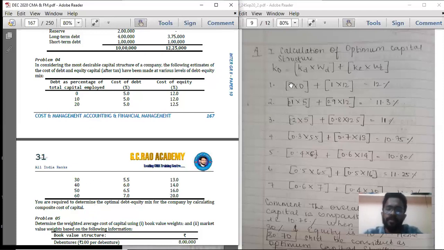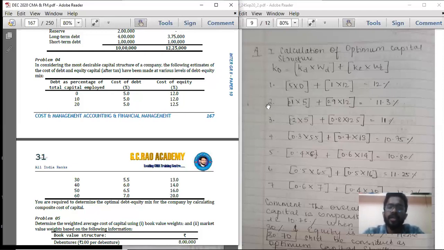So point number 1, within bracket, open a bracket, cost of debt is 5% into what is the weight of debt? 0. So 5 into 0 plus open a bracket. What is the cost of equity? 12. So 12 into 1. What is the weight of equity? If debt is 0, then weight of equity is 1. Close the bracket. So 5 into 0 is 0, 1 into 12 is 12. So total is 12%. That is the overall cost of capital under situation 1.